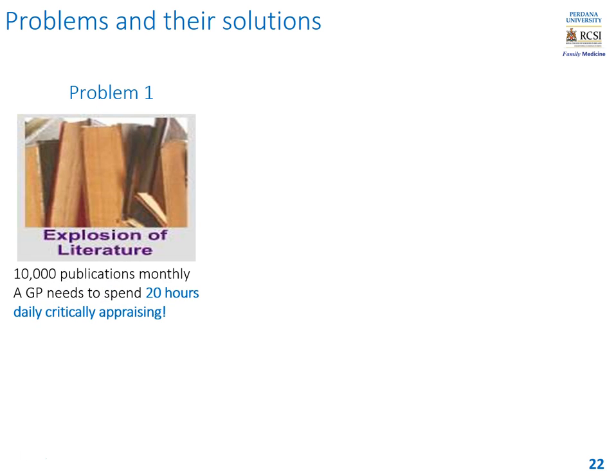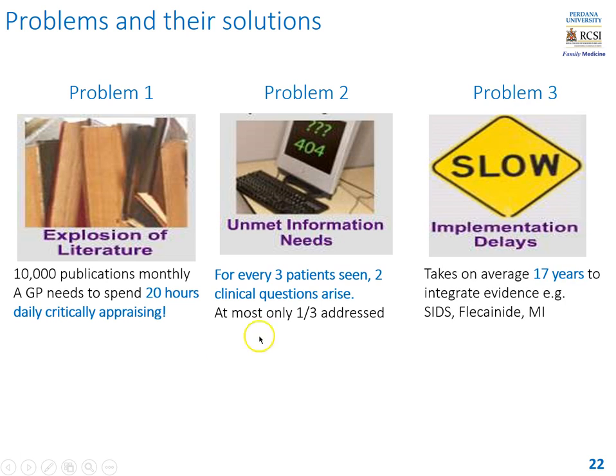So there are three main problems in the modern world in relation to evidence-based medicine. One is the explosion of literature. There's so much stuff being produced. One is unmet information need. There are lots of clinical questions that arise, but they don't get answered because of pressure of time. And there's huge implementation delay between knowledge becoming available and then being transferred into practice. So knowledge translation into practice takes a long time, on average 17 years.